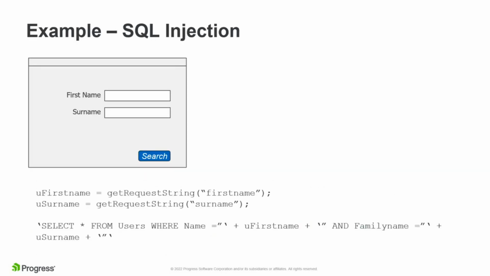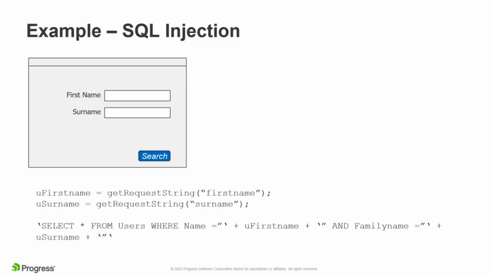Let's have a look at what an SQL injection attack might look like. This is a very simplified example just to illustrate the attack. An SQL injection attack will attempt to modify the behavior of an SQL statement at the backend server by injecting additional SQL commands or doing some modification to the SQL command.